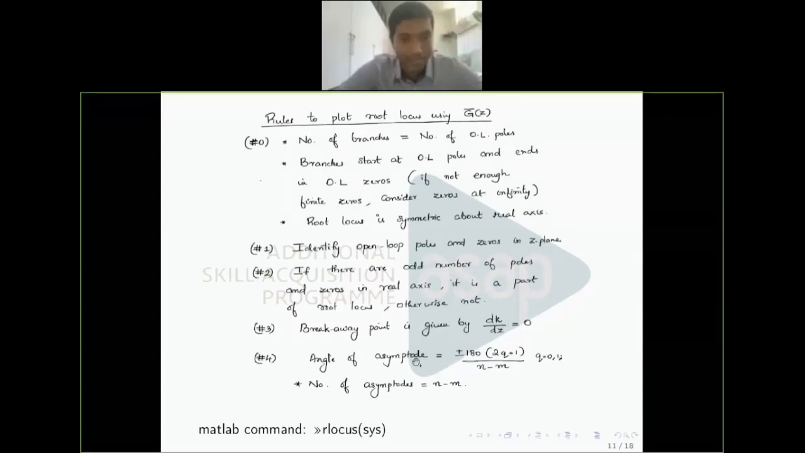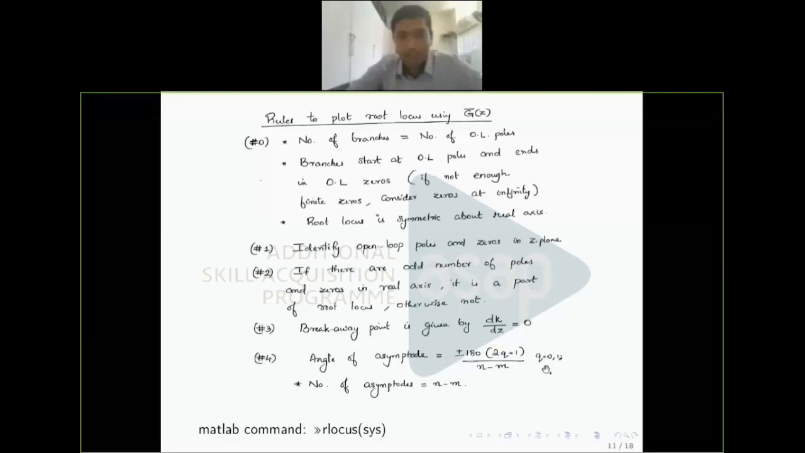And asymptotes are those branches which are going to infinity. Now, in order to compute the angles of asymptotes, you have this expression: plus or minus 180 into (2q plus 1) by (n minus m). What is the number of asymptotes? The asymptotes are basically the branches which are going to infinity. In the case that we have considered, the number of branches going to infinity is equal to the number of poles minus the number of zeros, which is n minus m. So the number of asymptotes is equal to n minus m.